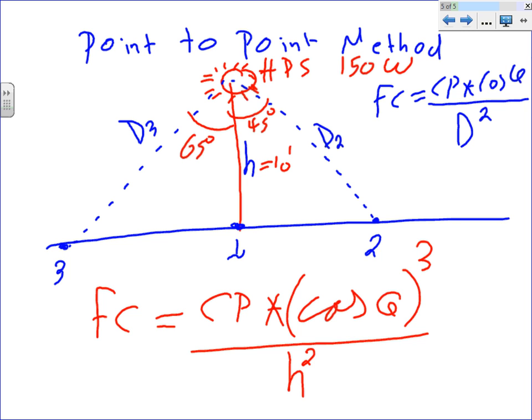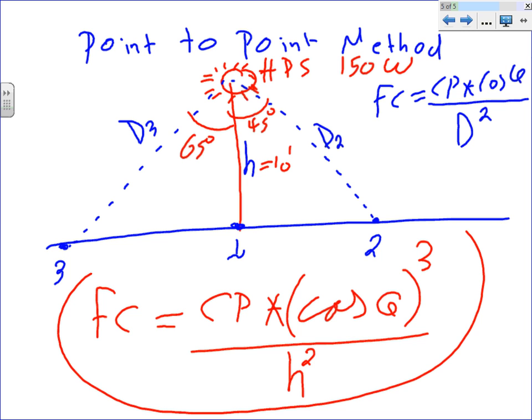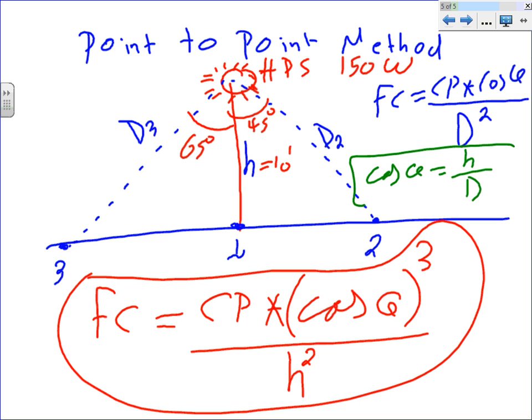So please, could you please highlight it? And that's what I'm going to be at least testing you on. And if anybody wants to see why the two formulas are the same, it's actually cosine Q equals H over D. If anybody wants to find the D, D equals H over cosine Q, plug the D in here, and you end up with that formula. These two together bring this formula down.